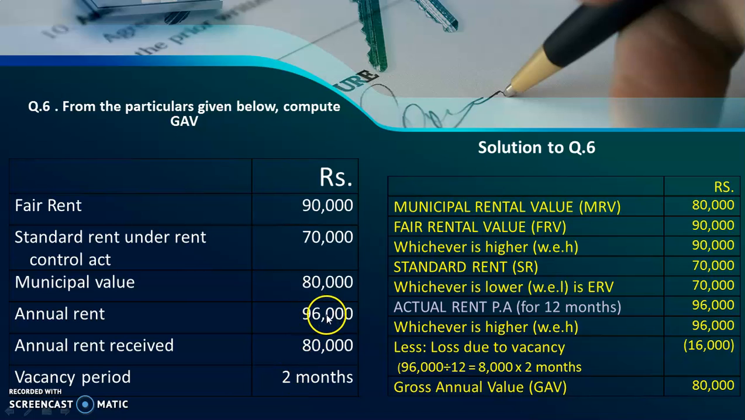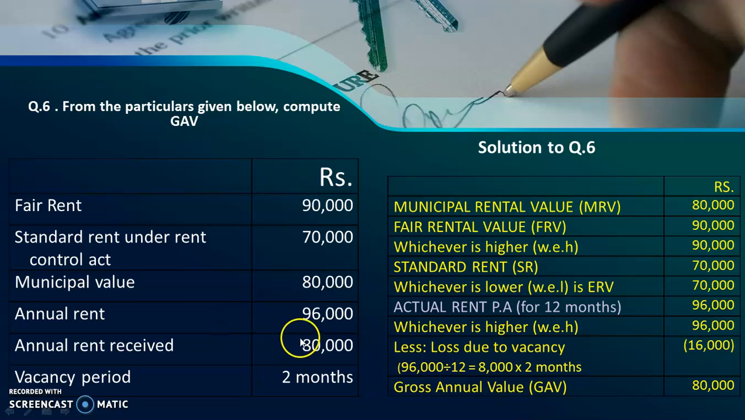The annual rent is 96,000, which is to be divided by 12. So 8,000 will be the monthly rent. If it is multiplied by 2, 16,000 will be the loss due to vacancy. Then while comparing with the ERV, what rent is to be taken? We should not take rent received, we must take annual rent.